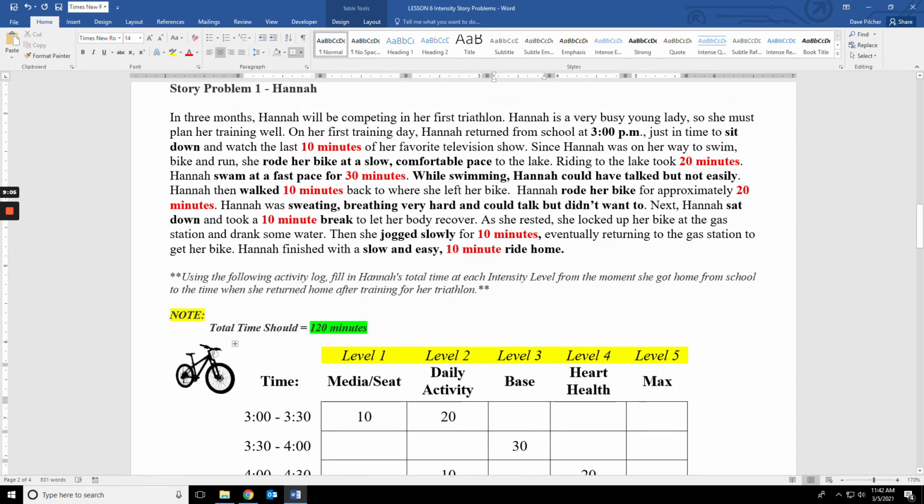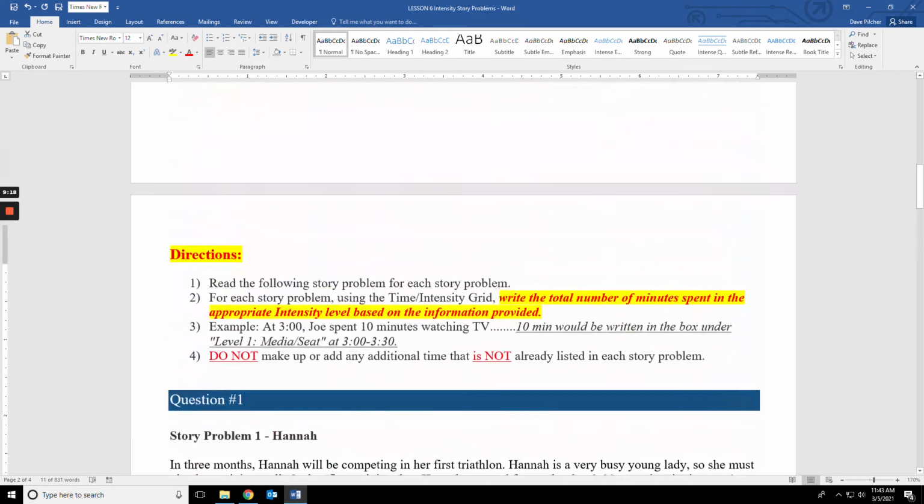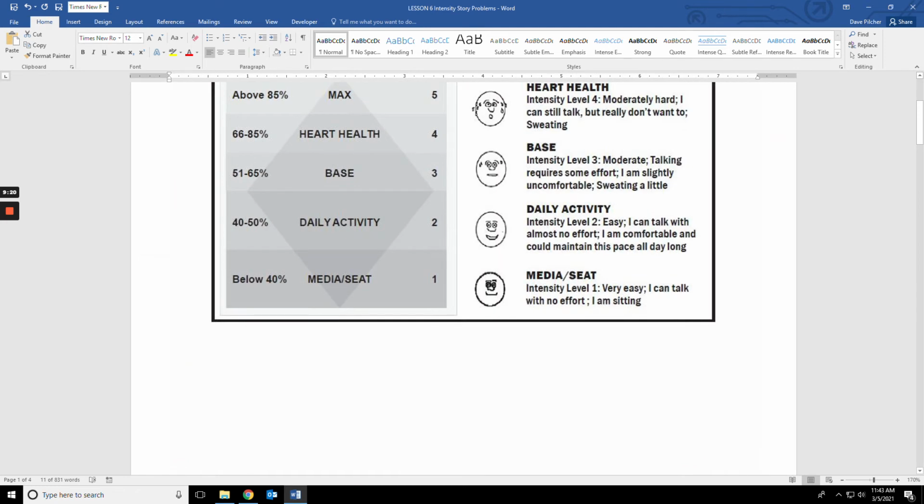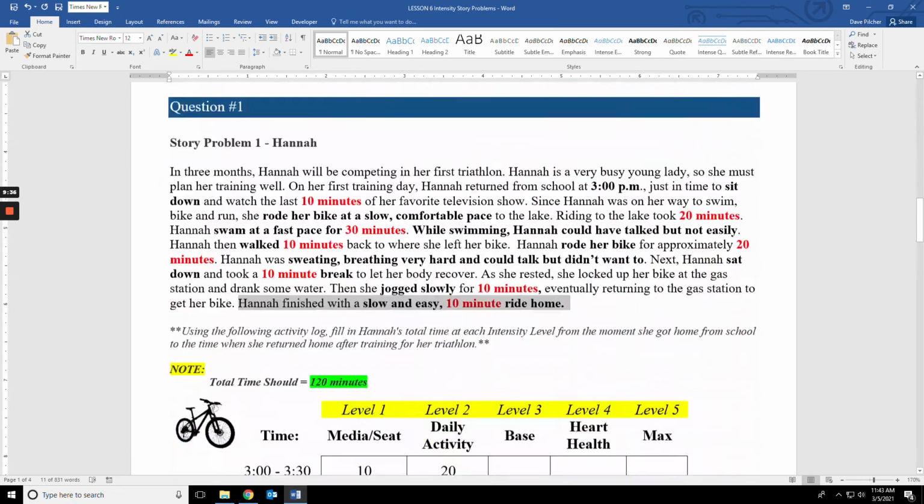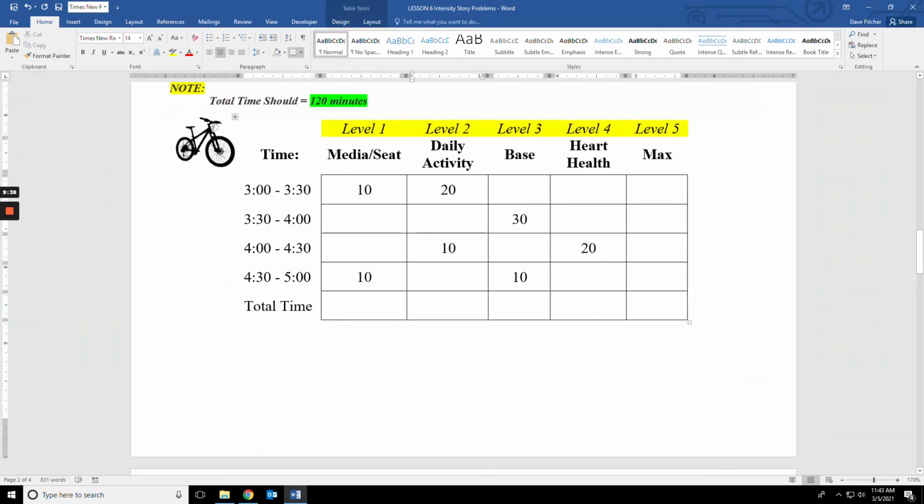And then the very last sentence: Hannah finished her ride home. Hannah finished with a slow and easy 10-minute ride home. Slow and easy. Let's look at the intensity chart. If we look at daily activity, it's easy. Even though it doesn't say anything about slow, it does say easy. It's a comfortable pace. That's something that she could maintain all day long. 10 minutes, daily activity.